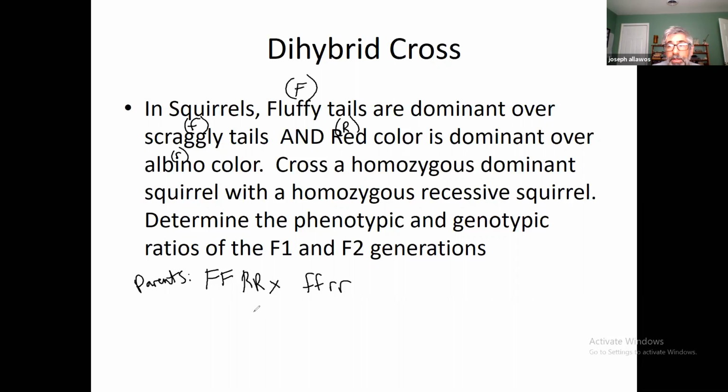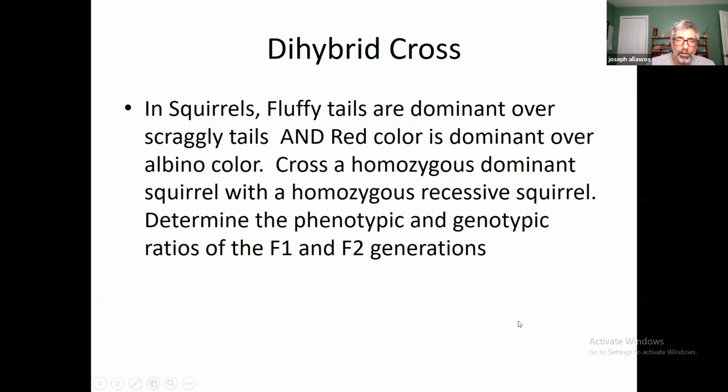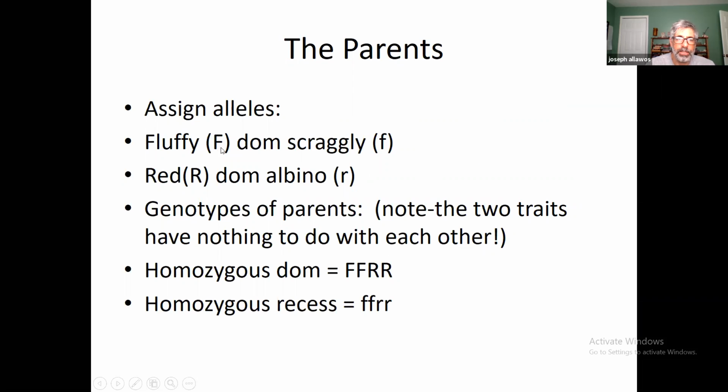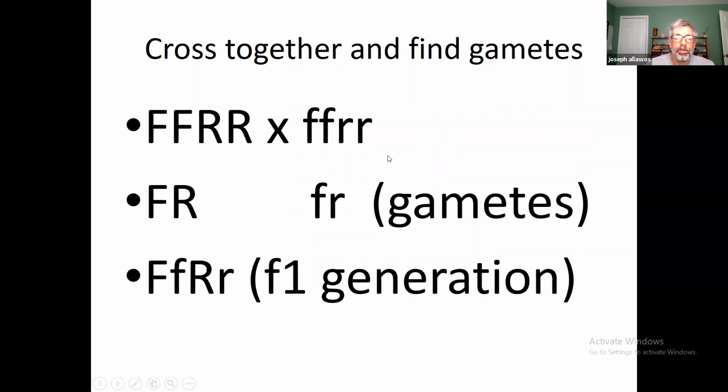Sometimes the most difficult, challenging thing you can do in one of these problems is figure out the parents, and we were able to do that here. So what do the parents do? They make gametes. In a second we'll go to the next slide. So that's where we're starting with those parents. Assign alleles, we did that. Here's the homozygous dominant parent. Here's the homozygous recessive parent. We did that. Now we cross them together.